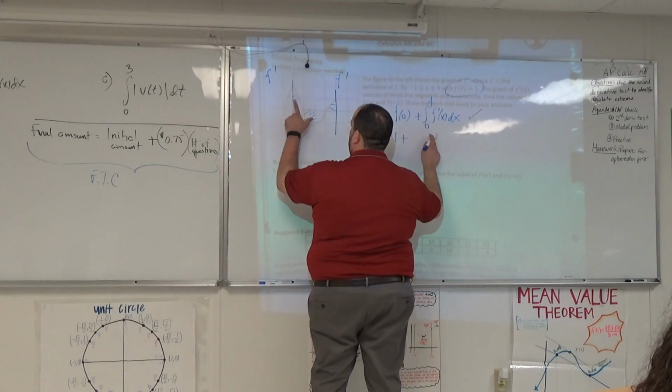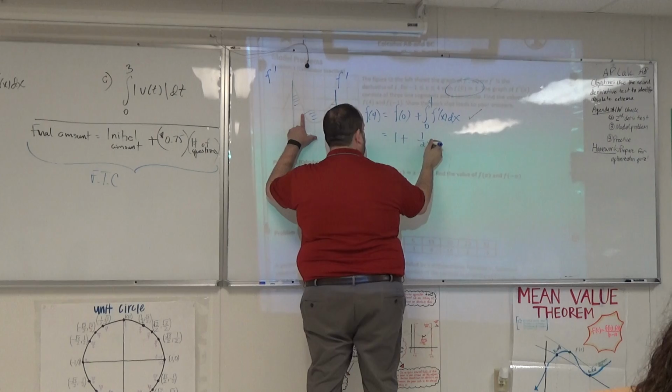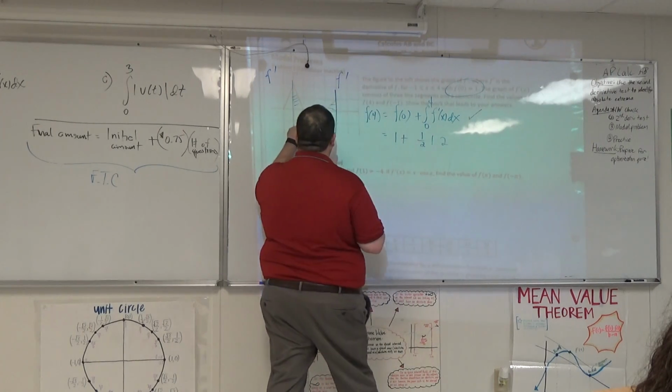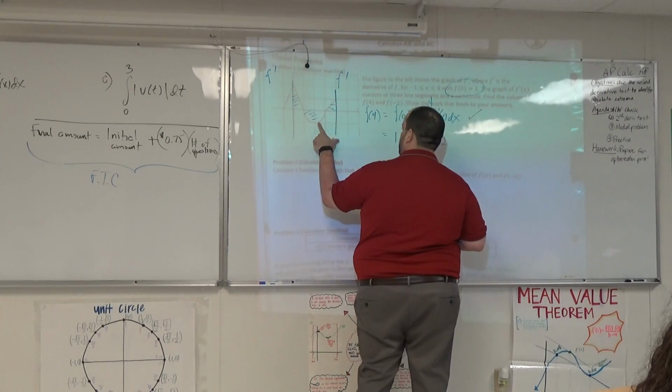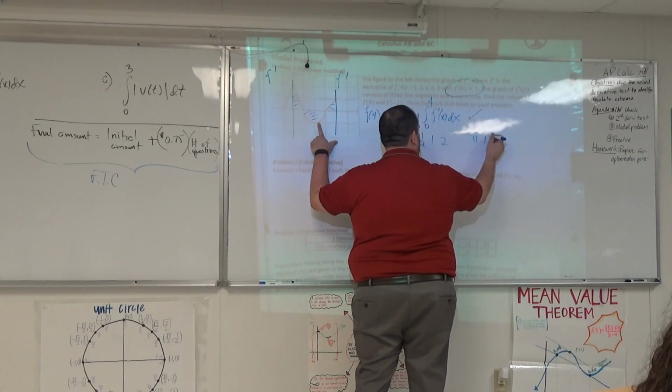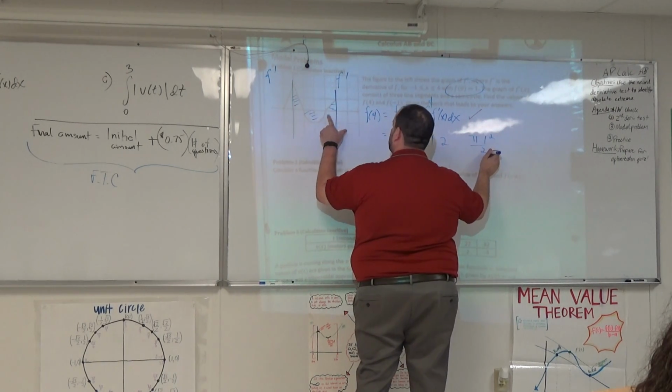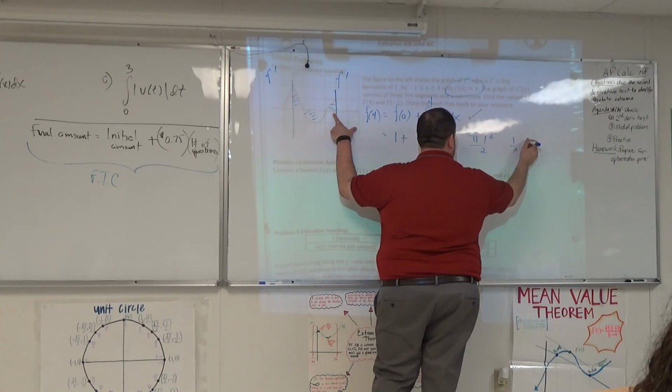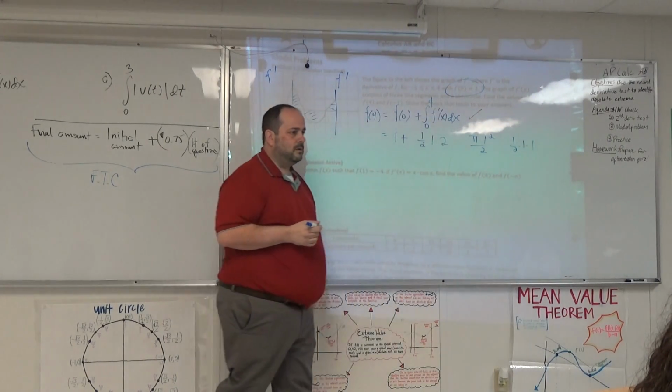So the area from 0 to 1, what is that? It's going to be a half. The base is 1 and the height is 2. The area of the circle, what is that? That's pi times the radius squared, cut it in half. The area of this last one is 1/2 times 1 times 1.